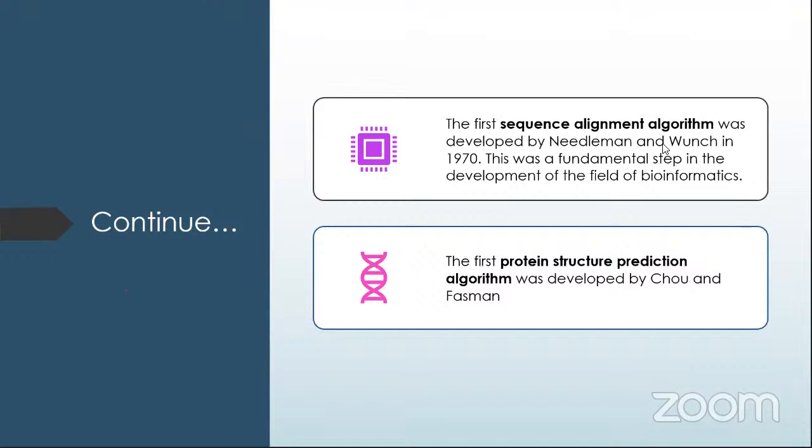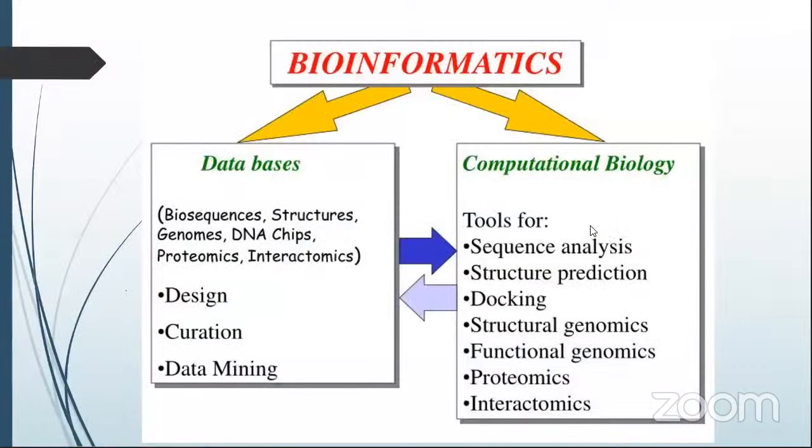Okay, so this is a little bit of history, and you also have to know when the first sequence alignment algorithm was developed. It was developed by Needleman and Wunsch in 1970. I think the participants from a bioinformatics background will have a little knowledge about this Needleman and Wunsch algorithm, which we actually use in the BLAST algorithm. You should also know when the first protein structure prediction algorithm was developed and by whom. You should be aware of that. Okay, so we'll proceed.